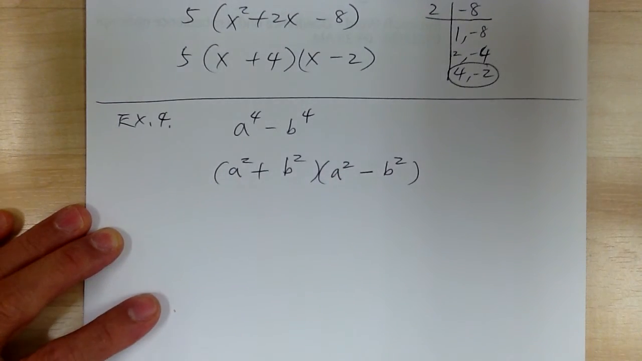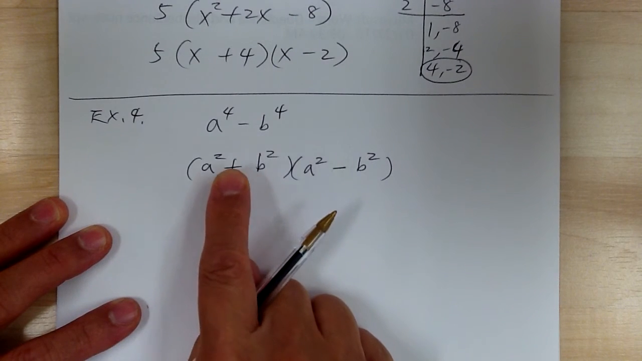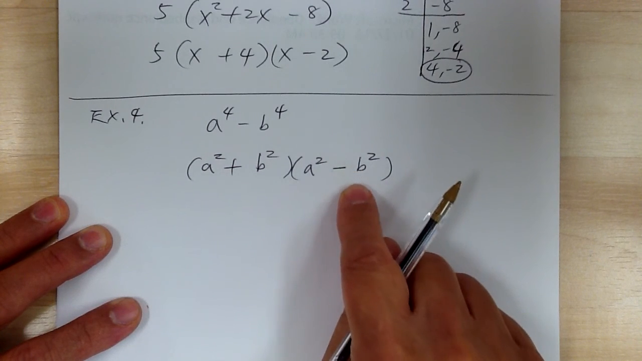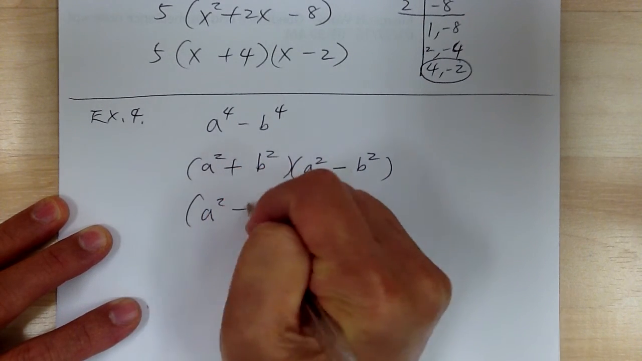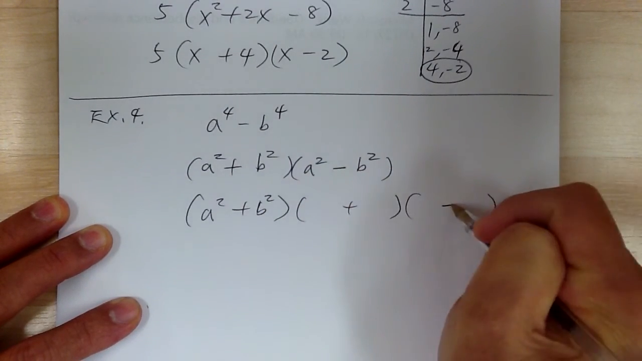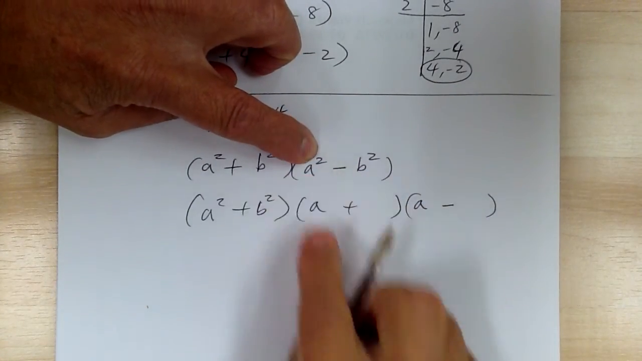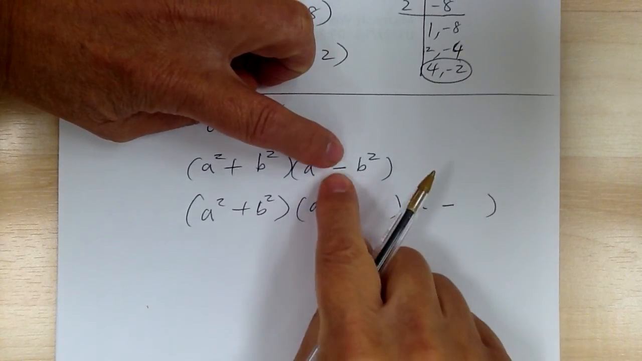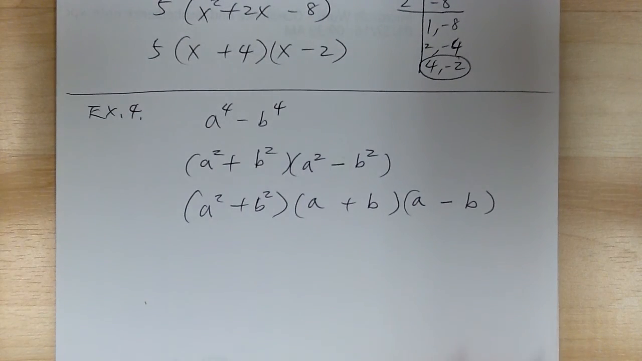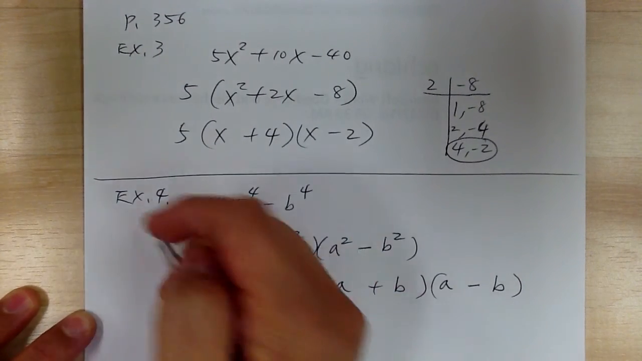Now remember what I said: when you have a square, you have to keep checking. Can you factor this? No, right? This is a sum, so it's not factorable. But this is a difference of squares again. So this one you have to do one more time. Leave the first part alone, but this one you can do one more time. To get a squared, you're going to get a and a. a times a gives you a squared. Plus times minus gives you minus. b times b gives you b squared. And that's it. Okay, so let's go and do some practice.